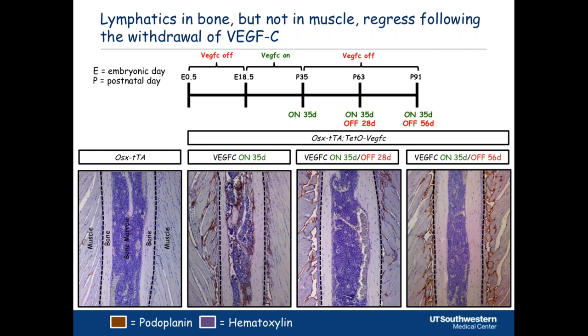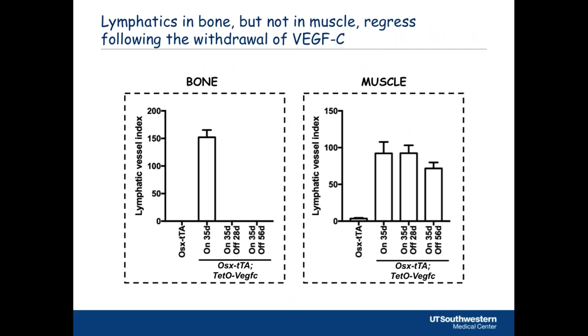One possible explanation for this is that bones lack lymphatic maintenance factors. Bones do not normally have lymphatics. Therefore, bones would not need all of the molecular machinery required to maintain a lymphatic network. An alternative explanation for this finding is that bones have inhibitory factors whose effects can be overcome by overexpressing VEGF-C. And we're currently working on distinguishing between those two possibilities.